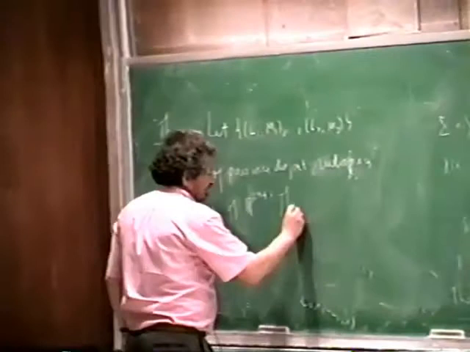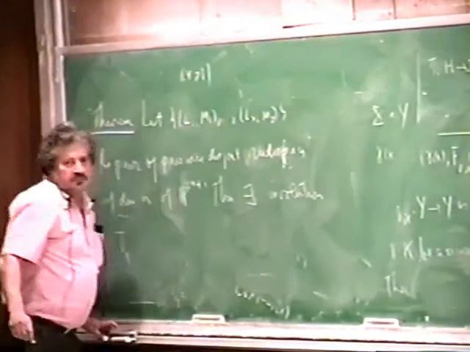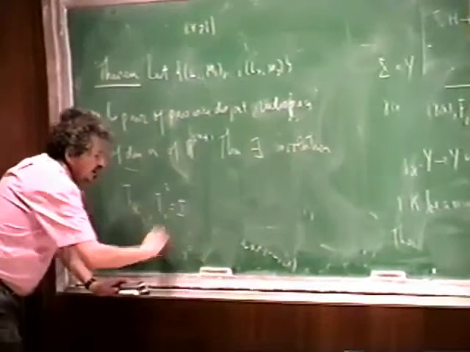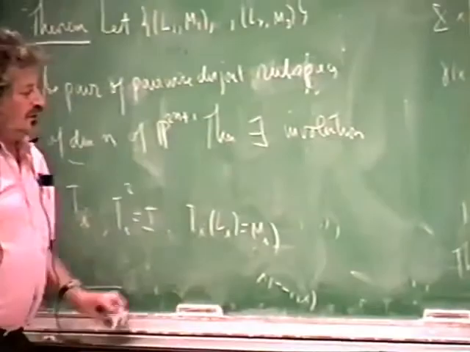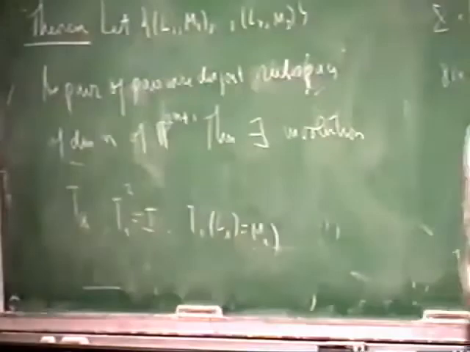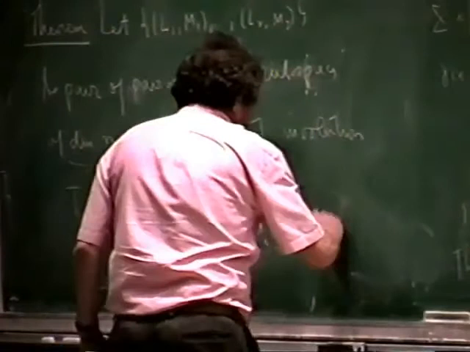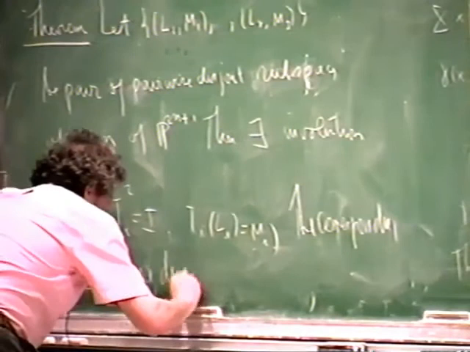Then there exist involutions T1 to Tr. Here, of course, r is greater than 1, otherwise, no? Then there are involutions Ti, so the square is identity. They interchange the pairs, so Ti of Li equals Mi. Using an intelligent choice of lambda for each pair, the mirror is a well-defined object. Then we have a beautiful set of involutions.